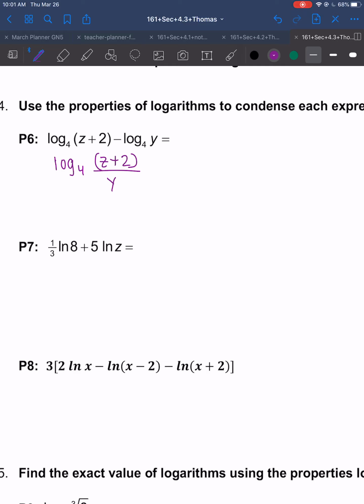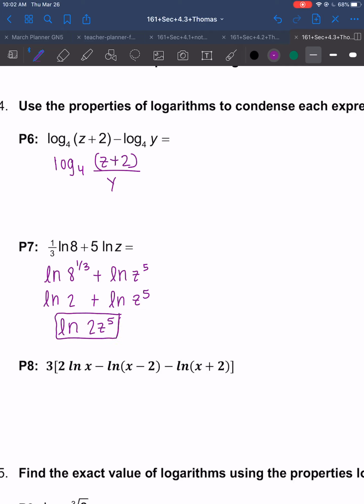And then this one, I have ln of 8 to the 1/3 power plus ln of z to the 5th. So 8 to the 1/3, that's the cube root of 8. So the natural log of 2, plus the natural log of z to the 5th. So then this addition sign means you multiply. So 2z to the 5th is your answer. Alright, the next one gets kind of complicated because we got a lot going on.